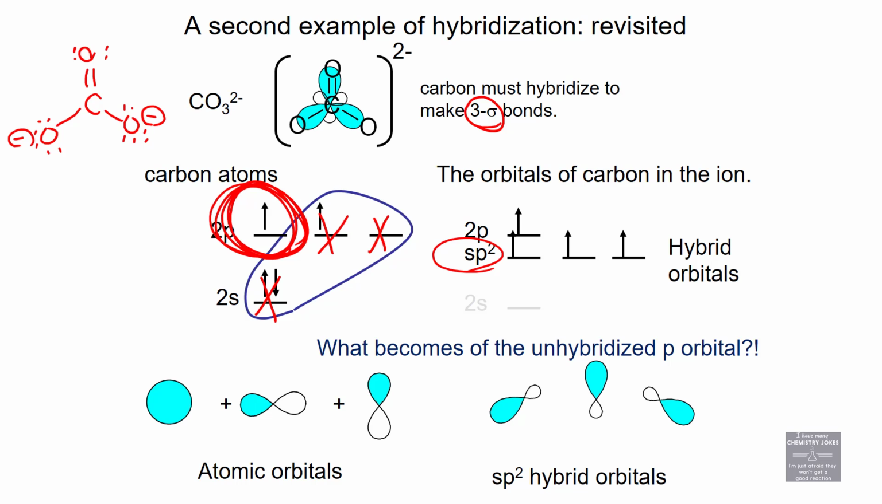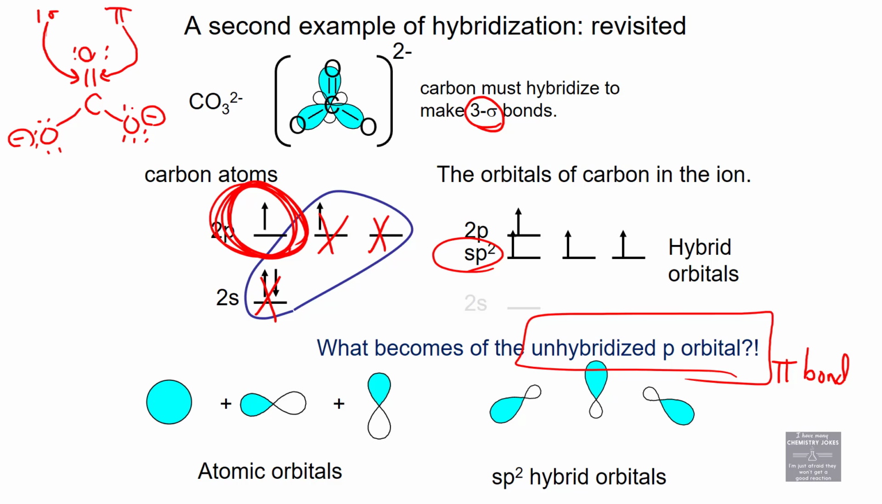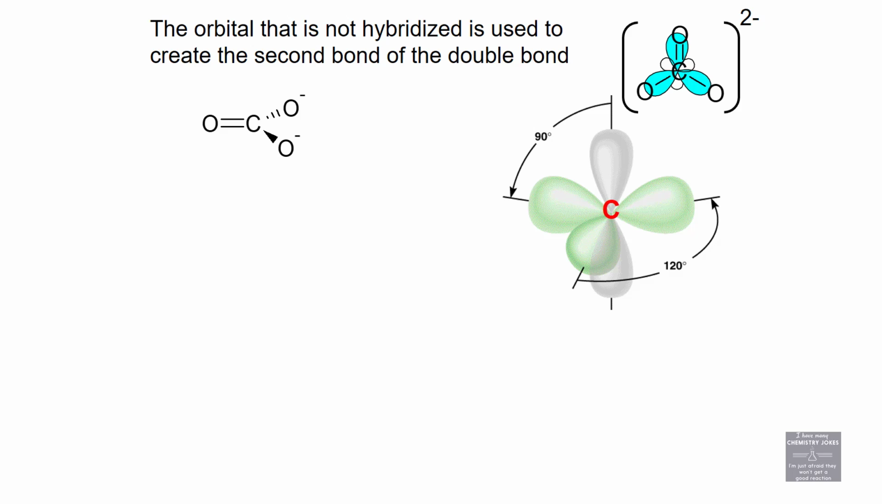It's used to make a pi bond. What? All single bonds are called sigma bonds, and all double bonds consist of 1 sigma and 1 pi. And the way that pi is actually made is through using the unhybridized p orbital. Let's see what that looks like in pictures that textbooks have, so that I don't have to try to draw it for you. It's used to create the second bond of your double bond.